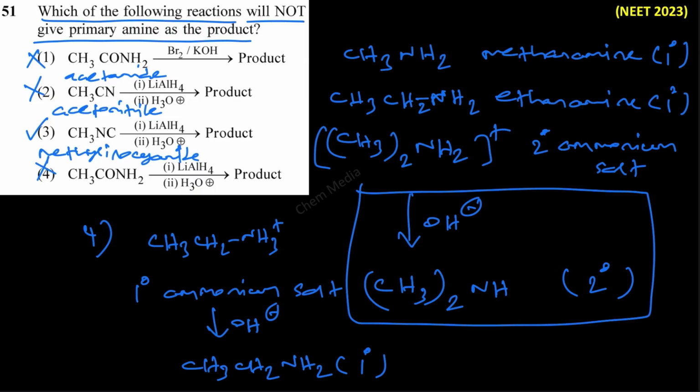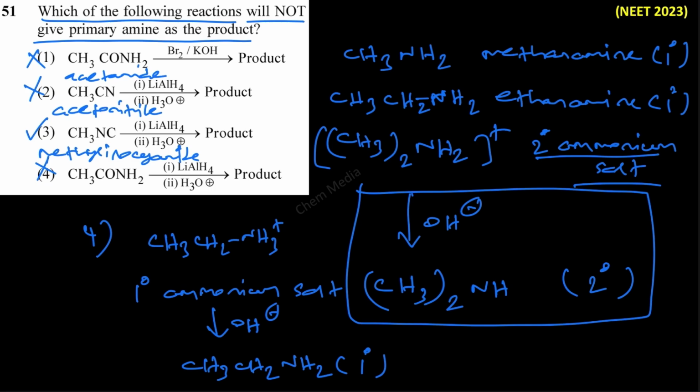So, therefore, the correct answer in this case has to be option 3 because that is giving a secondary ammonium salt. And secondary ammonium salt, if we do a base neutralization, it would just take up a proton and we would get a secondary amine, that is dimethylamine. So, therefore, option 3 is correct. But keep it in mind that the base neutralization step is not mentioned in the question paper.